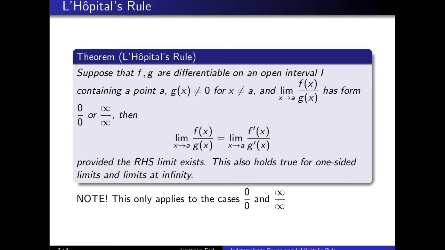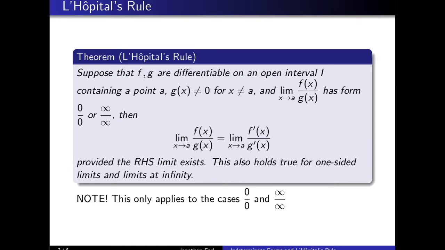Okay, so that introduces us to what's called L'Hopital's rule. So what L'Hopital's rule says is, suppose that we have two functions f and g that are differentiable around some point a, and we're looking at the limit as x goes to a. If it's the case that either f and g are both going to 0 or infinity, then the limit as x goes to a of f over g is the limit as x goes to a of f prime over g prime.